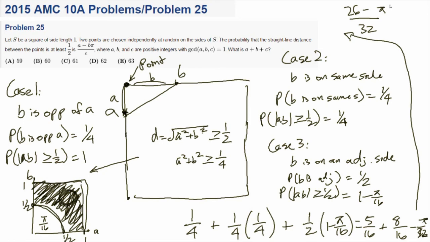So the answer should be 26 plus 1 plus 32 is equal to 59. So it should be A.